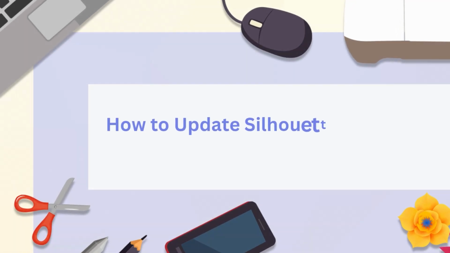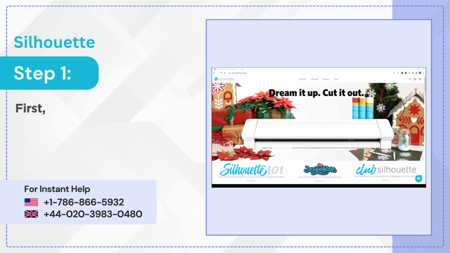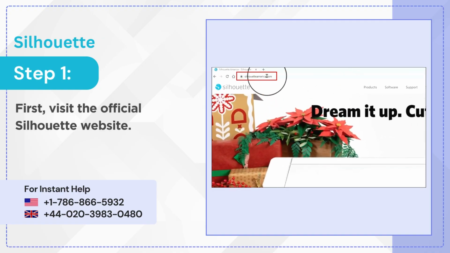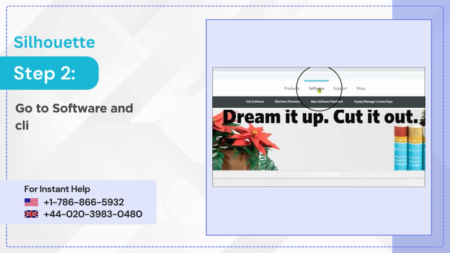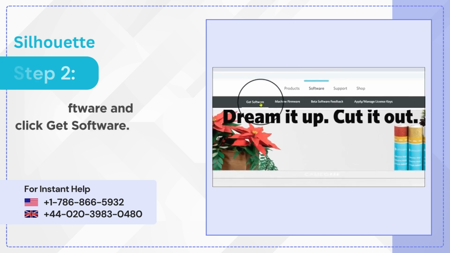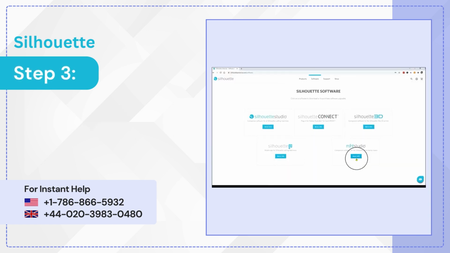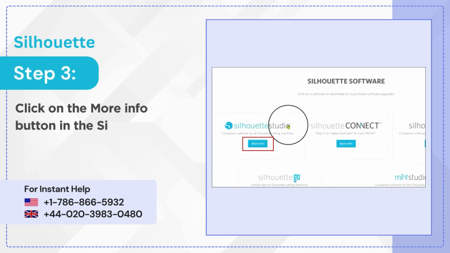How to update Silhouette Studio. Step 1. First visit the official Silhouette website. Step 2. Go to Software and click Get Software. Step 3. Click on the More Info button in the Silhouette Studio tile.